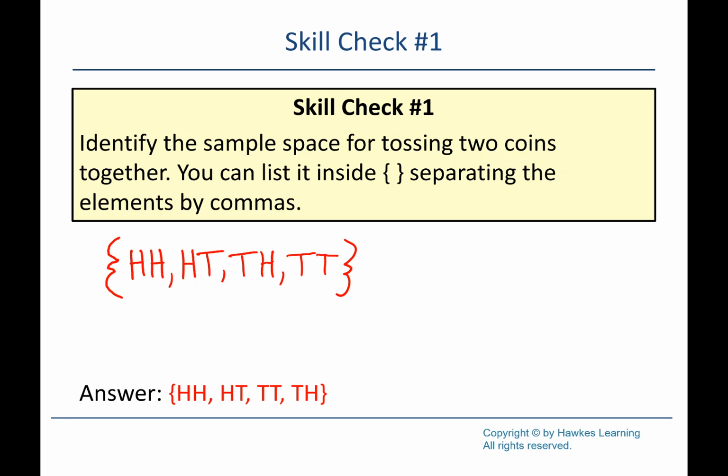We could also think about all the outcomes where we have no heads. Right? That would be just this one, not the other three. So that would be an event. Okay?